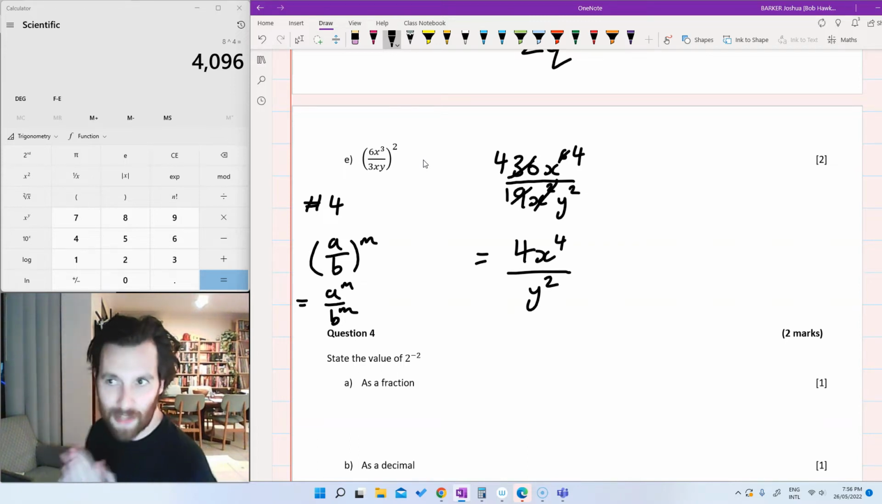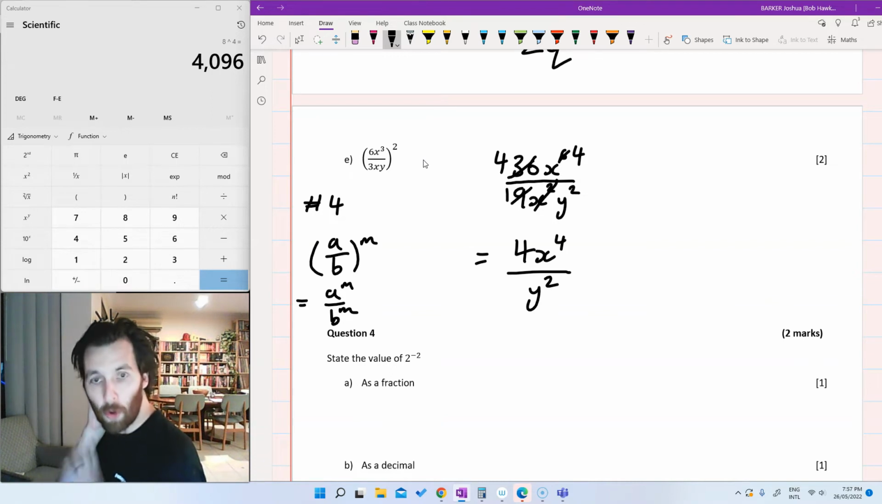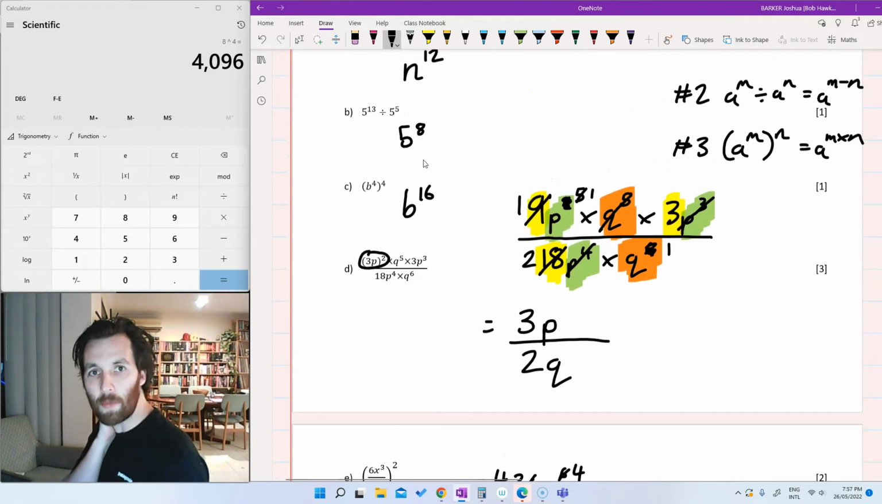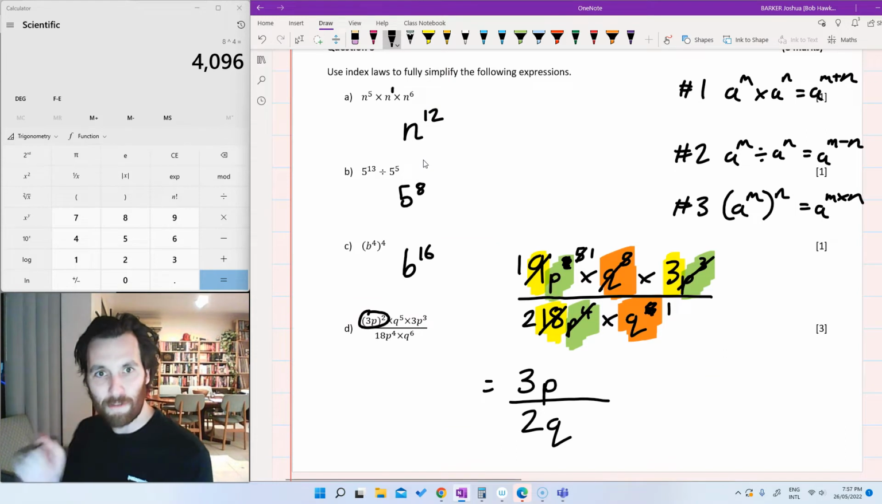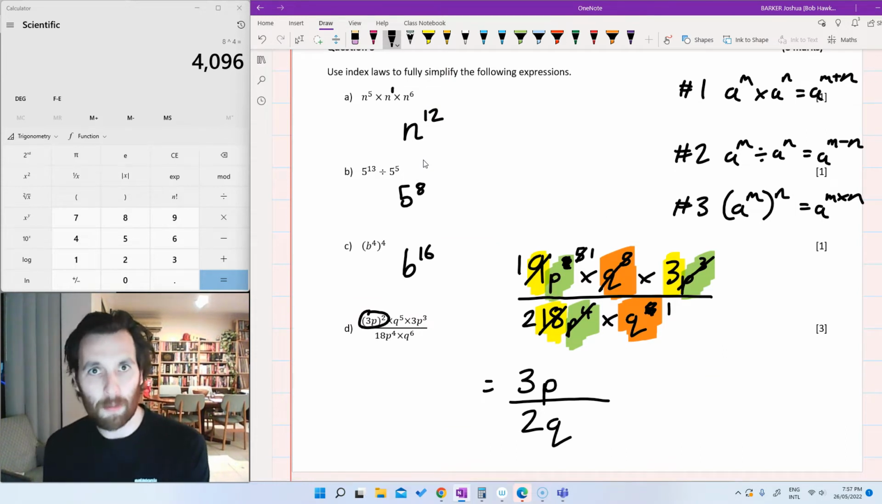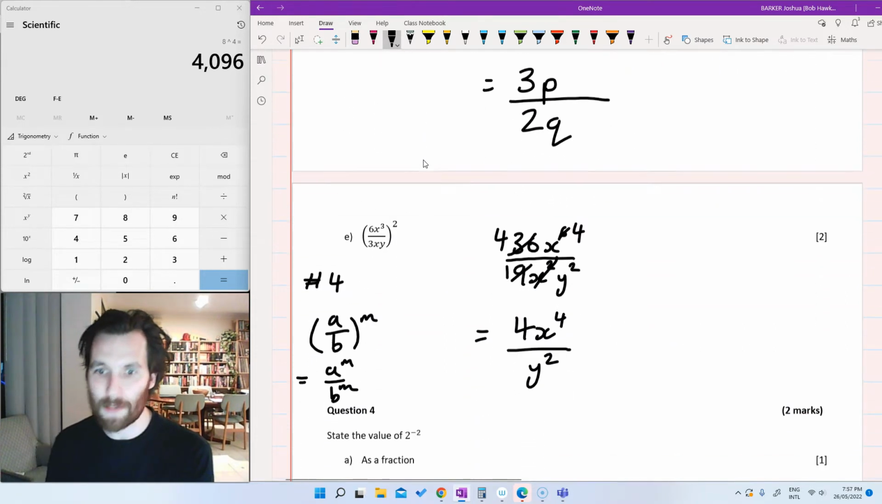Happy days. So those last two are a little bit harder and are worth more marks. But bear in mind that you'll have questions similar to the first 3 on the paper as well. And I'm sure you'll agree that they are quite accessible.